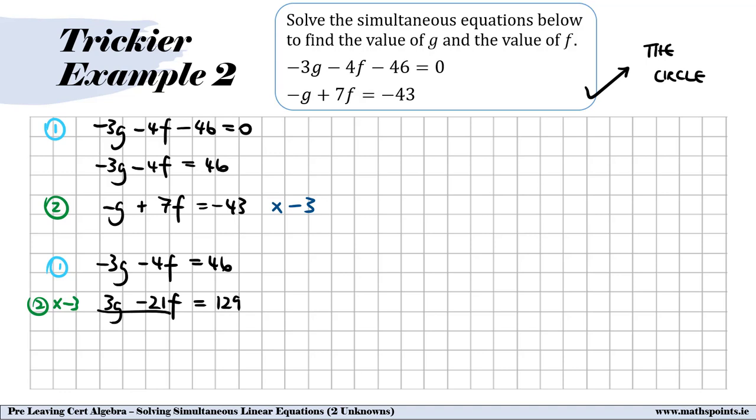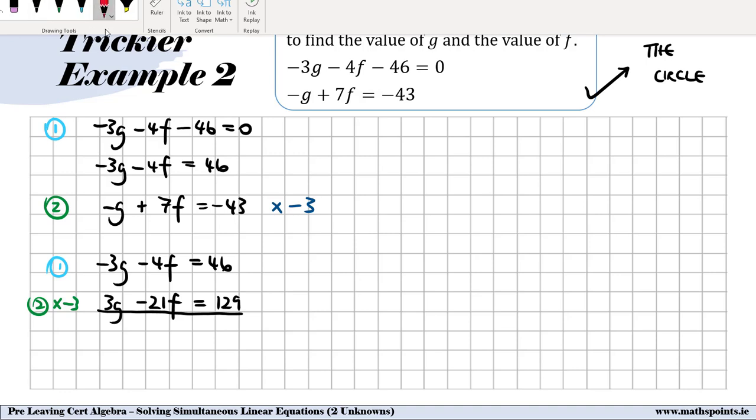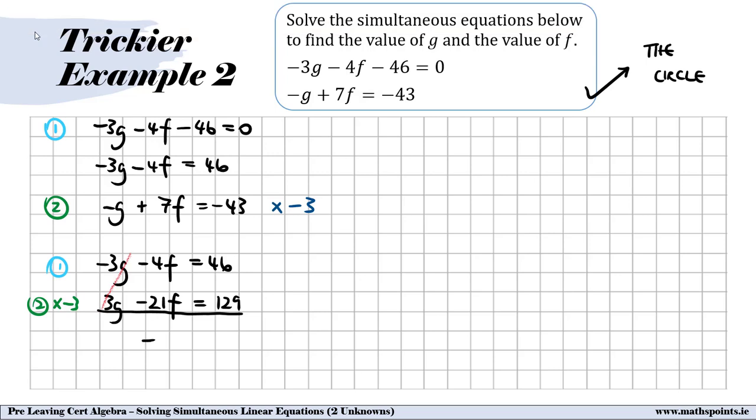So I draw a line underneath and I add the two lines. Minus 3g plus 3g is equal to 0, so the 3g's are eliminated. Minus 4f minus 21f is minus 25f, and 46 plus 129 is 175. If I divide both sides by minus 25, I get that f is equal to 175 divided by minus 25, which is minus 7, and so f is equal to minus 7.